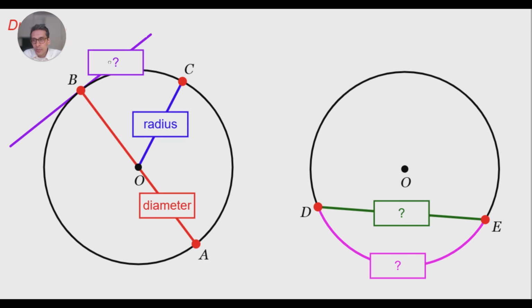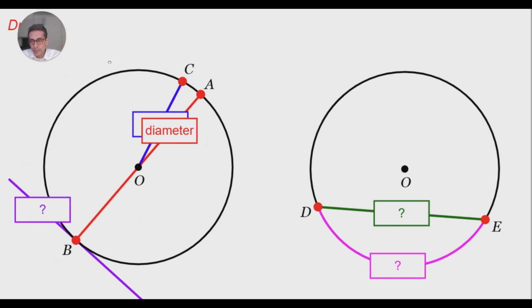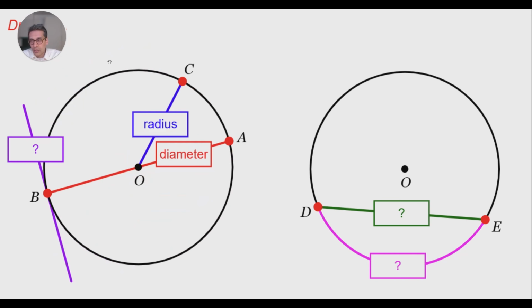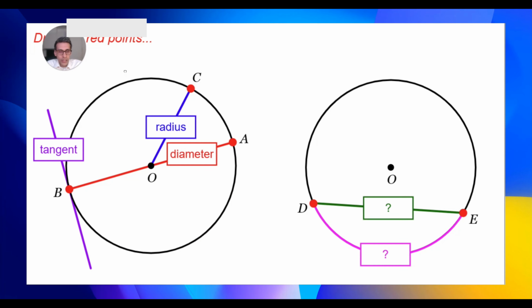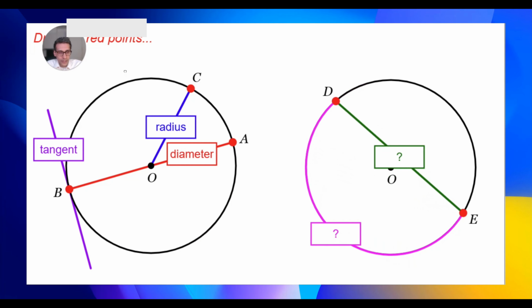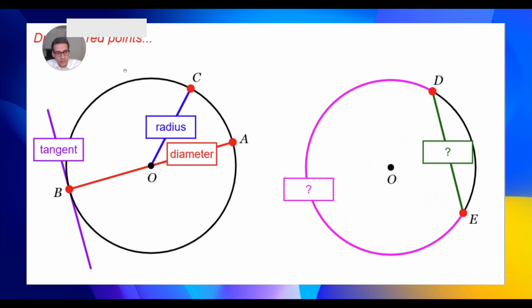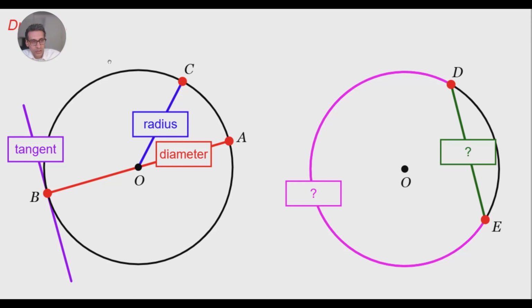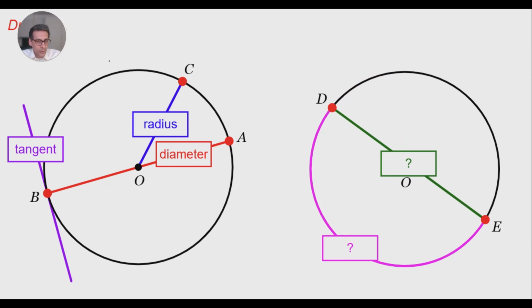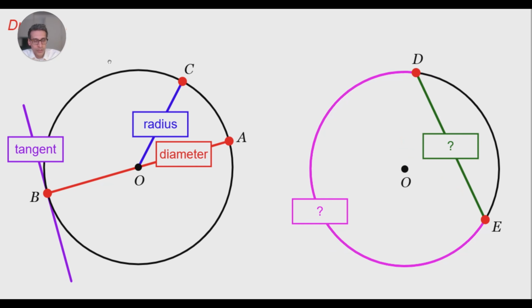The purple line you may not have come across in Key Stage 3. That's this line that touches a circle at a single point. That's called a tangent. Now this one's a bit different, this green line. It looks like it could be the diameter, but actually it's just touching the circumference at 2 different points, but it's not necessarily going through the center of the circle. This starts with C, and this is the chord, an example of a chord.